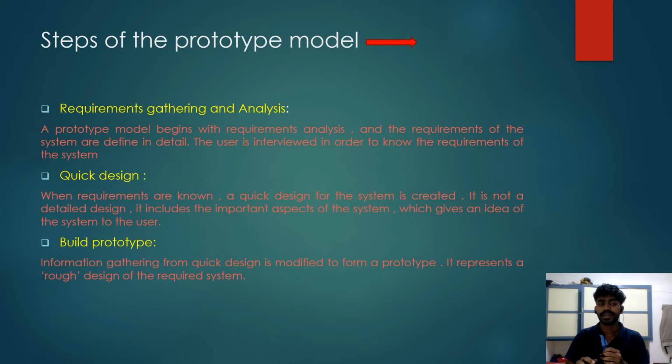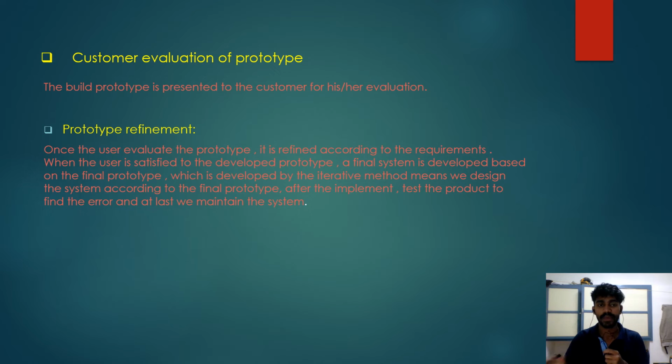The third step is to build a prototype. Information gathered from the quick design is modified to form a prototype. It represents a rough design of the required system. The fourth step is customer evaluation of the prototype. The built prototype is presented to the customer for evaluation. The final step is prototype refinement. When the user evaluates the prototype, it is refined according to the requirements.